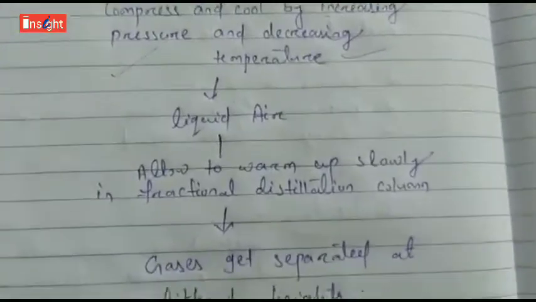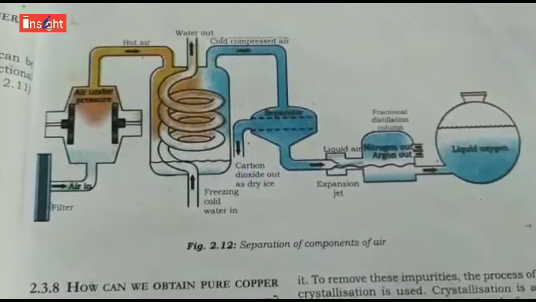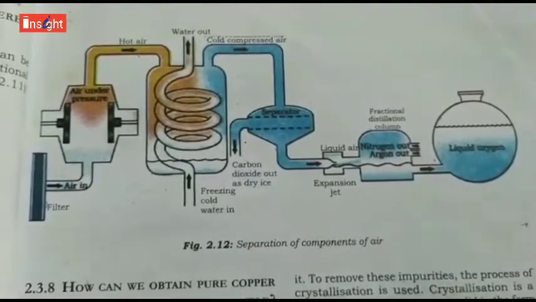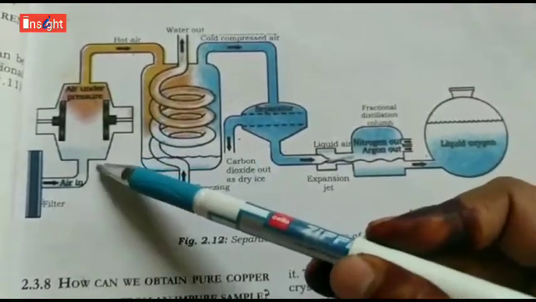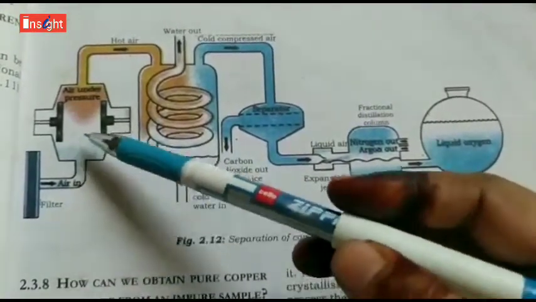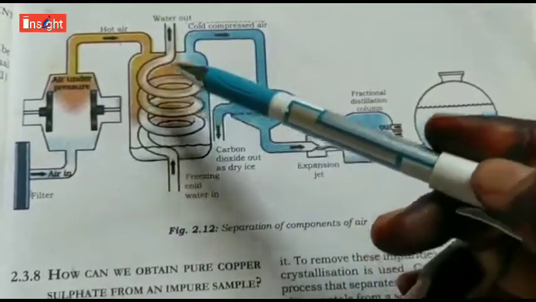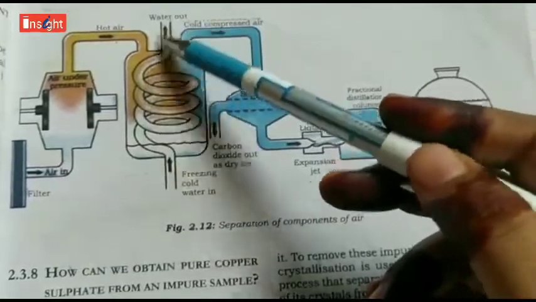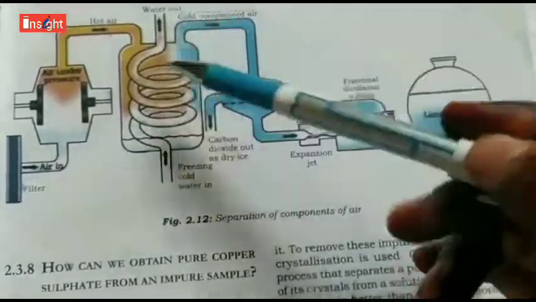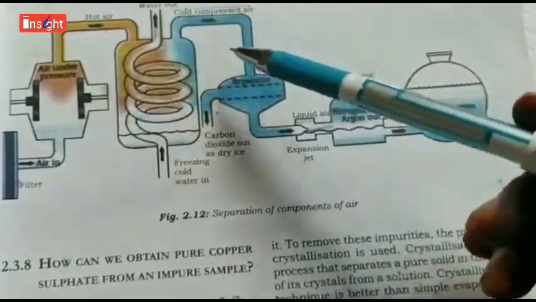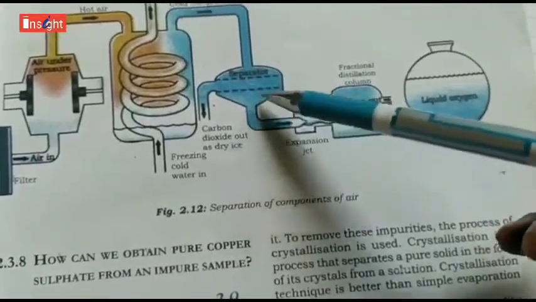Here you can see the separation of components of air, which can also be called fractional distillation. Here the air is coming in, and we are applying pressure, and then the hot air is passing and coming here. Here the water is going out, and the freezing cold water is going in. Here the cold compressed air comes again, and the carbon dioxide comes out as dry ice.